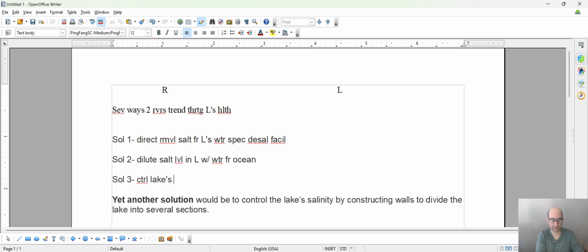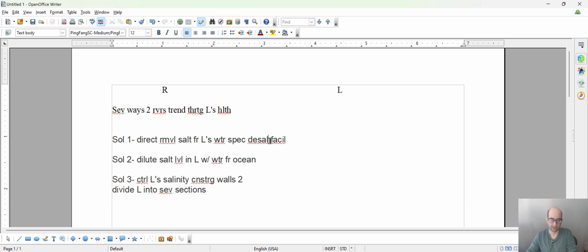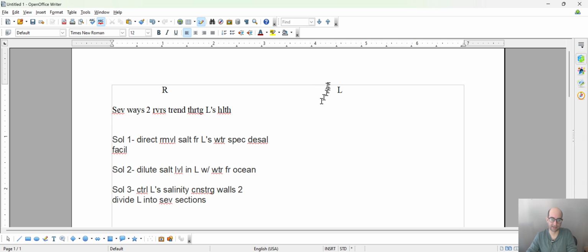Control lake's salinity. And again, if they're talking about something they repeat over and over again, like salt or even lake, you could use symbols. Like for lake, I'm just using this capital L. Constructing walls to divide. Now, DVD, this might be confusing. I'll write this out. Lake into several sections, like that. All right. And just make sure that on the actual exam, you have some space dividing it from your listing section so it doesn't get really messy.